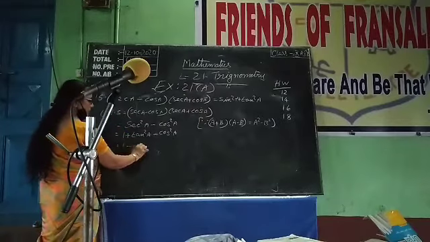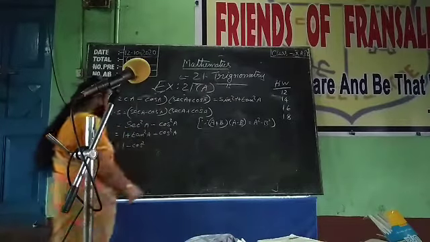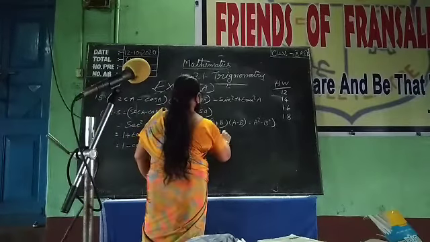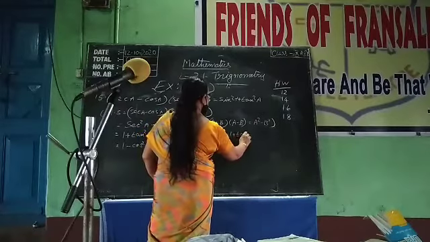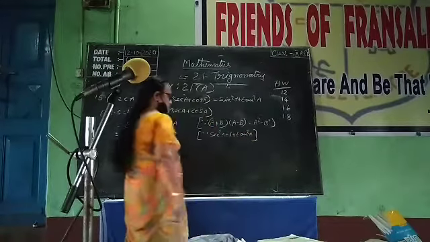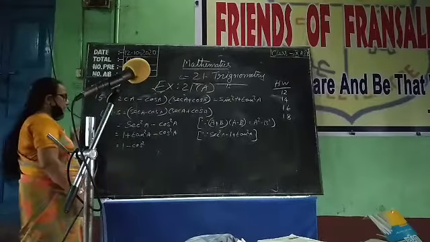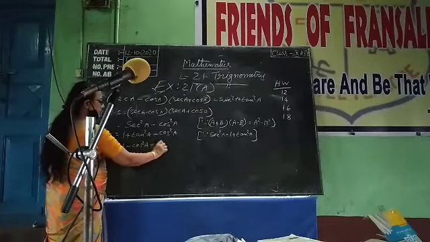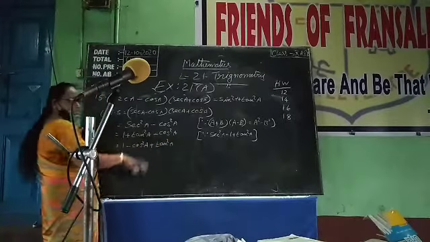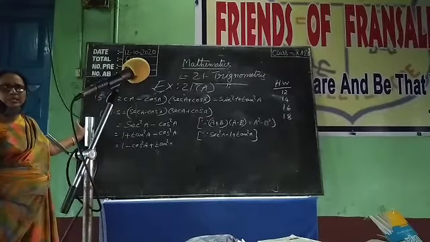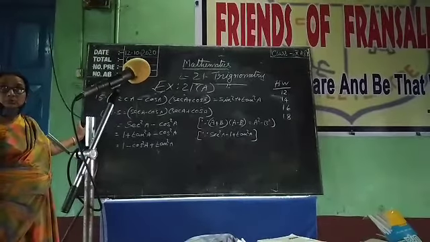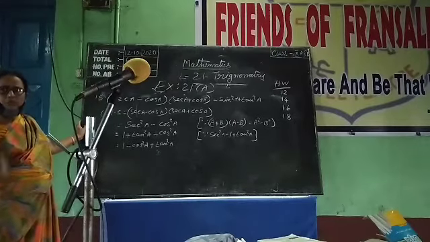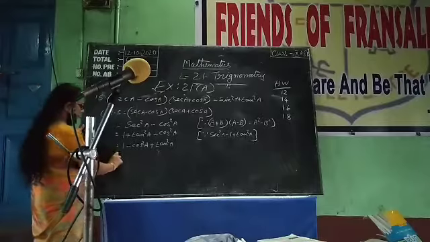1 minus cos square. Here write the reason. What is the reason? Sec square A is equal to 1 plus tan square A. Now arrange the terms here: 1 minus cos square A plus tan square A. That is arranging the terms. What is 1 minus cos square A? 1 minus cos square A is equal to sin square A.